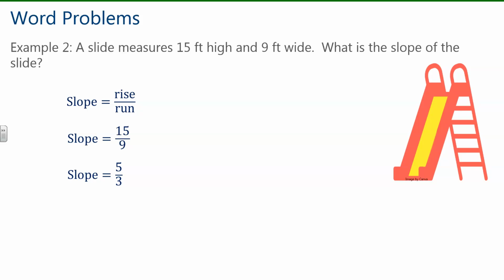Now one of the main differences between slope and rate of change is that slope doesn't have any units, but there's still meaning behind it. 5 over 3 means that for every 5-foot drop, they travel 3 feet horizontally.